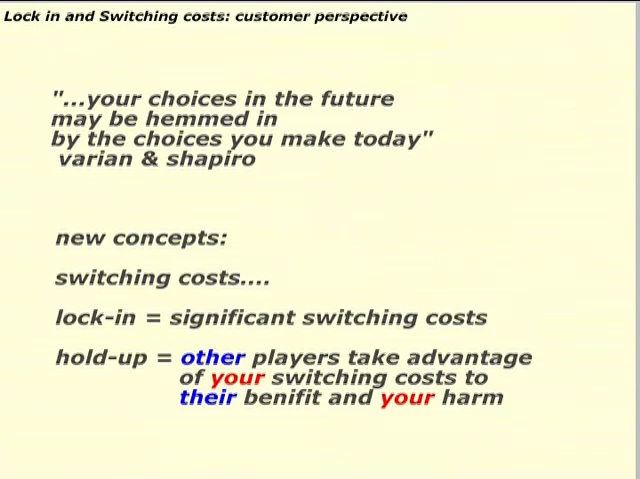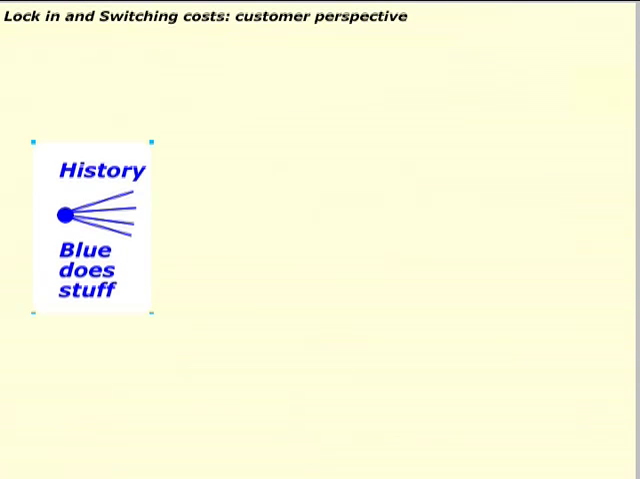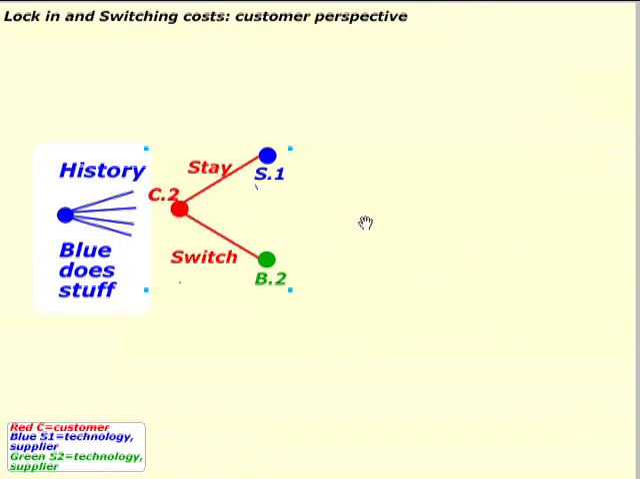Now we're going to start out with the blue player. The blue player is the supplier. The red player is the customer. The blue player is doing some stuff, it makes some moves. And the red player, the buyer, gets to observe this stuff and basically doesn't like it, or thinks about the fact he doesn't like what's going on, and he's got a choice: either stay with his blue supplier or switch to the green supplier, okay?